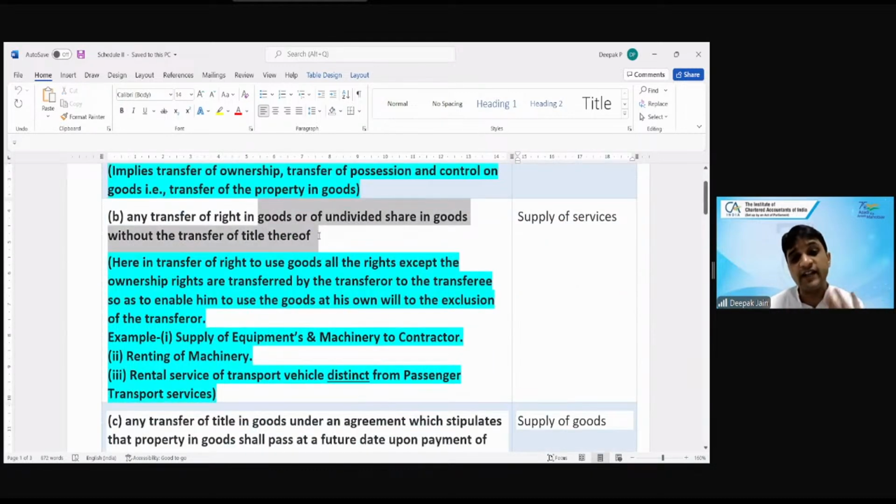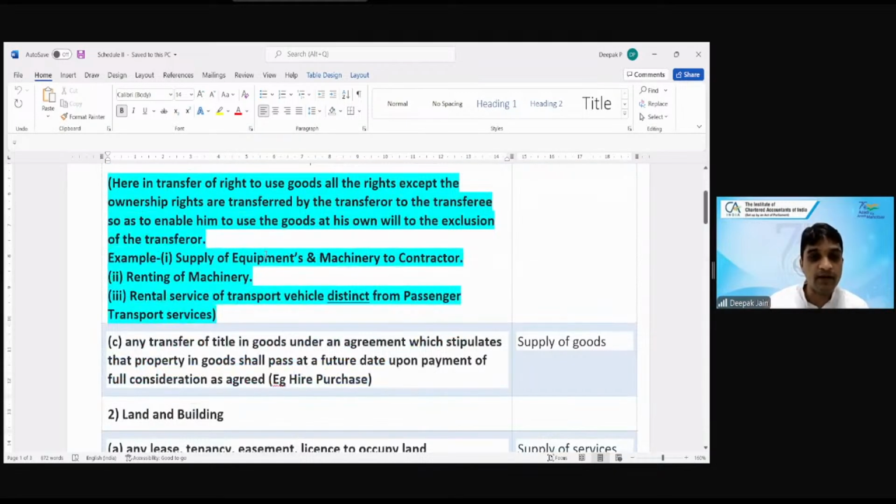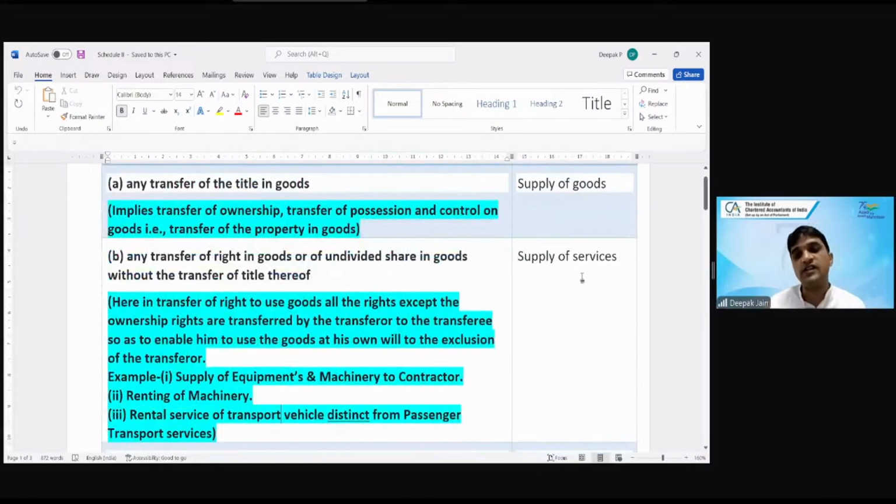When the right in goods is transferred, that means you are giving the laptop to him, but you are not transferring the title. What are you transferring? You are transferring the right to use. That means he can use it for a specified period, like paying rent, and then he has to give it back. So if you give the goods on rent, even though goods are involved, it is a service because rental is a service. Some examples: equipment and machinery given to a contractor, renting of machinery, rental service of transportation vehicles. These are all supply of service. So this classification says when the goods are sold, it is supply of goods.